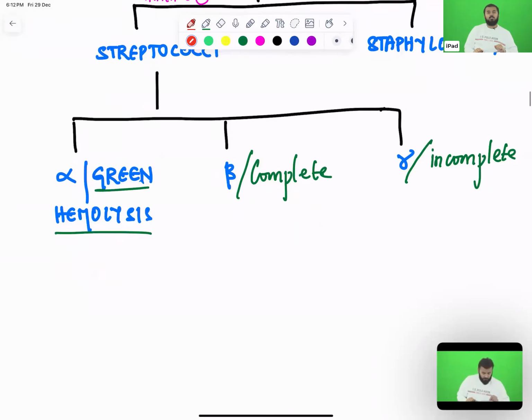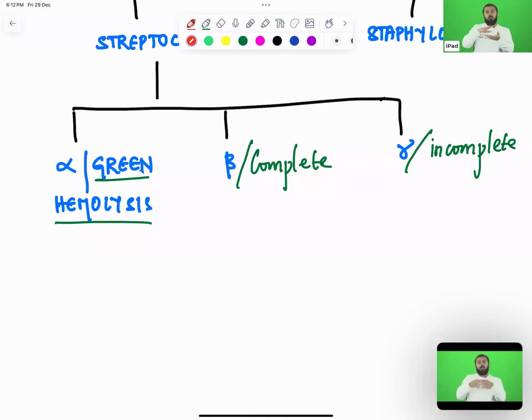Okay. So alpha hemolysis is also called green hemolysis, because when you look at the agar plate, it looks green. That is why green hemolysis. Why green hemolysis? What is hemolysis? Hemolysis is breakdown of RBC. When RBC is broken down, biliverdin is released. Right? Biliverdin is which color? Green color. So that is the reason why the hemolysis is green. And beta hemolysis is complete hemolysis, and gamma hemolysis is incomplete hemolysis. Okay? First, we shall be discussing the first important hemolysis, that is alpha hemolysis.